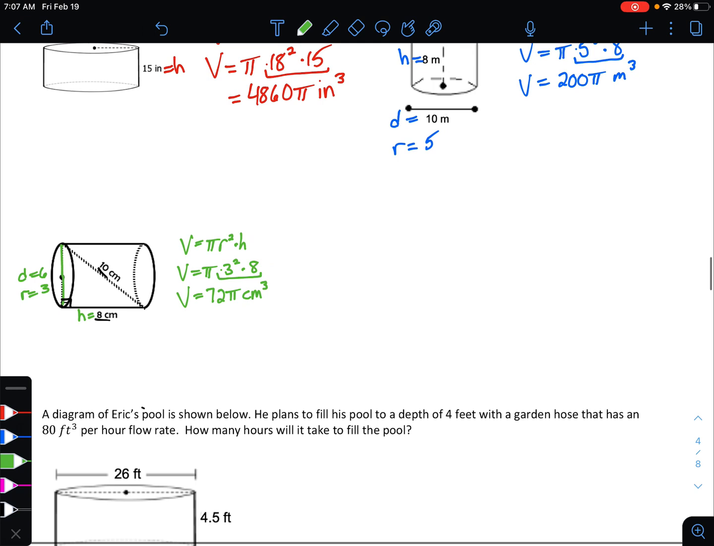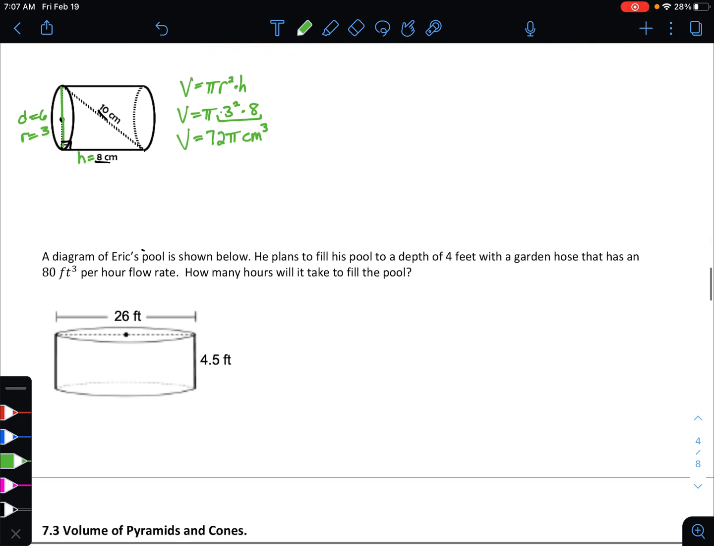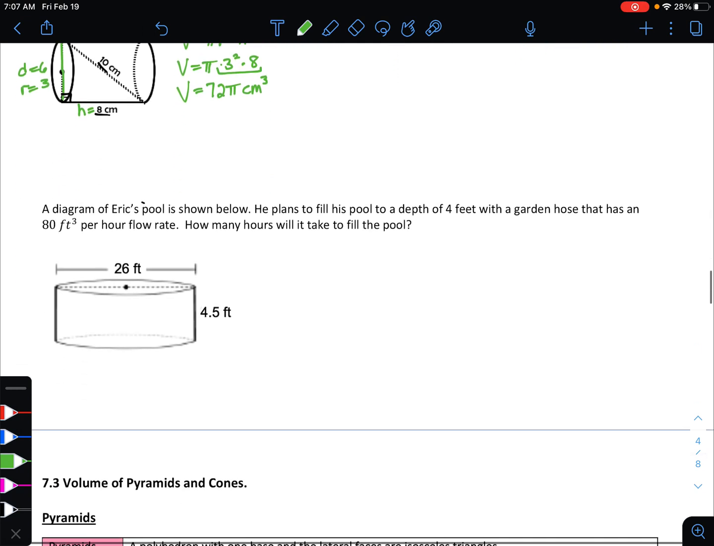All right, so now let's look at an application problem where we're going to most likely find the volume for our cylinder. So a diagram of Eric's pool is shown below. He plans to fill his pool to a depth of 4 feet with a garden hose that has an 80 cubic feet per hour flow rate. How many hours is it going to take to fill his pool?